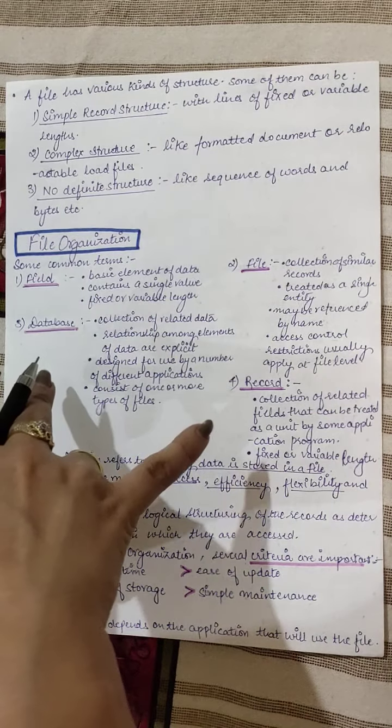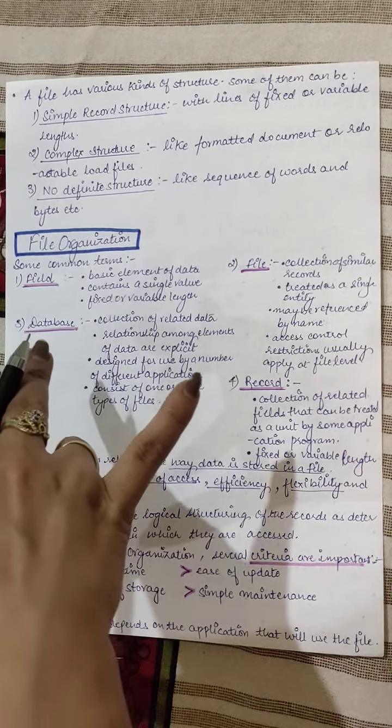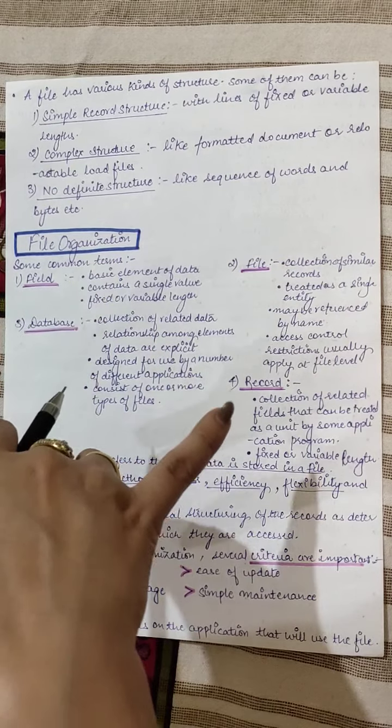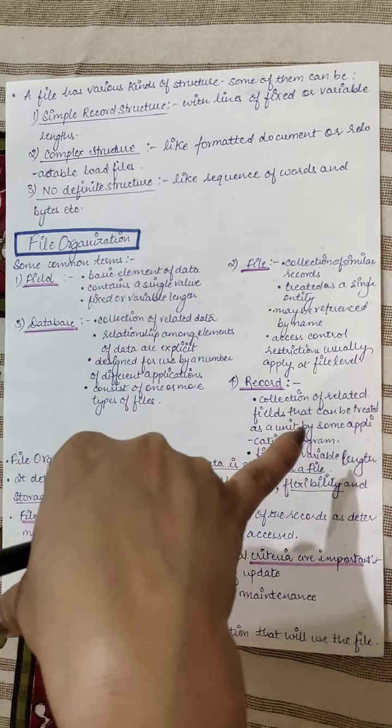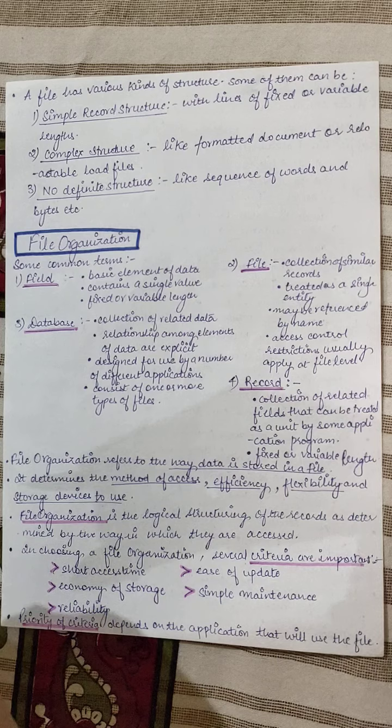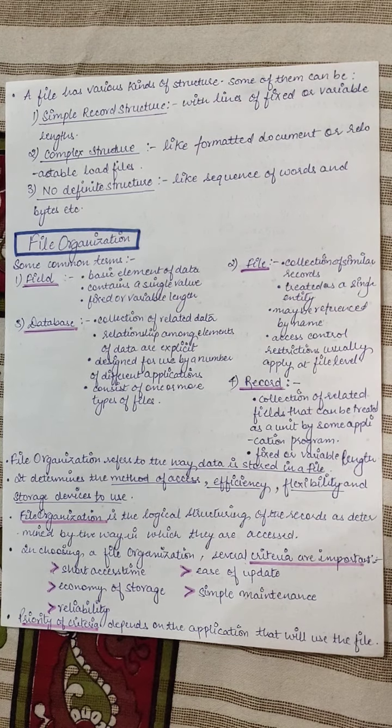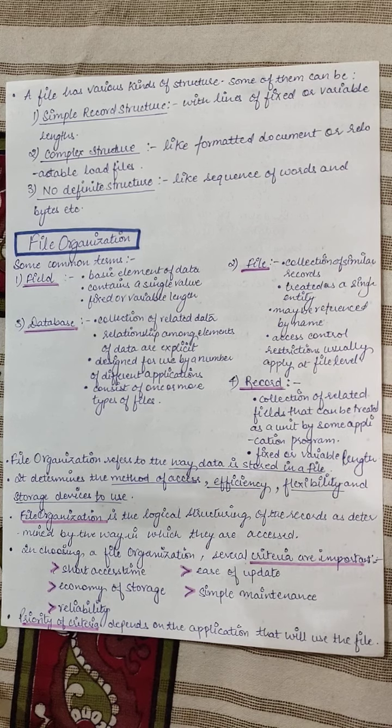ओके सो एक पर्टिकुलर स्टूडेंट के बारे में जितनी भी इंफॉर्मेशन है उन फील्ड्स में स्टोर्ड उसको हम रिकॉर्ड बोलते हैं. It is a collection of related fields that can be treated as a unit by some application programs. इट कैन बी फिक्स्ड और वेरिएबल लेंथ जो कि डिपेंड करता है फाइल के ऑर्गेनाइजेशन पे.